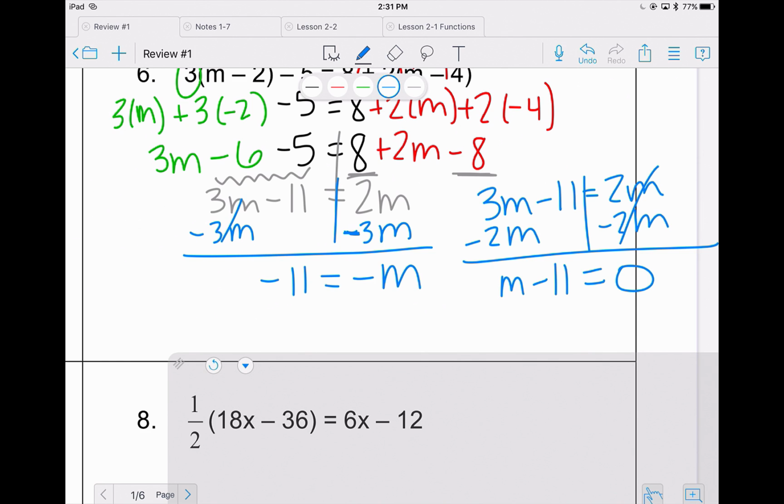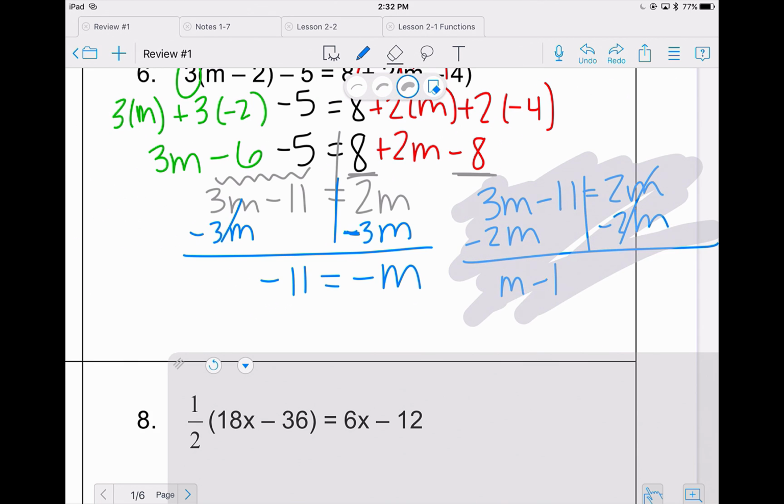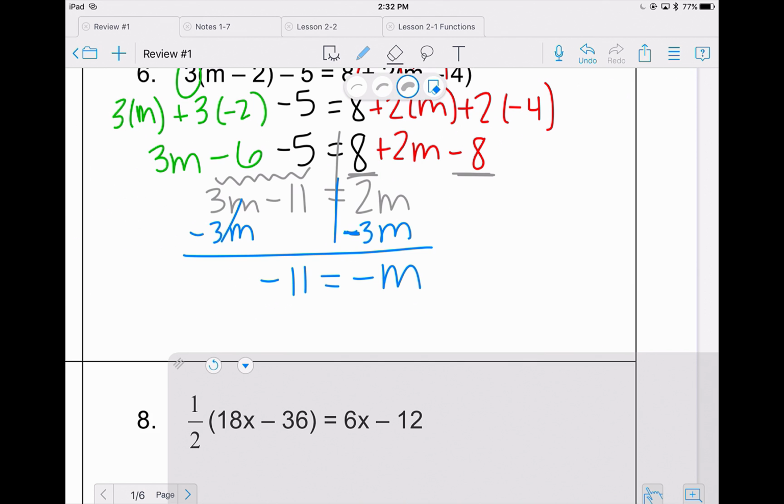So either way, it's going to be a two-step problem from here. If you decide to move the 3m, you have your m's on one side and your numbers on the other. If you decide to move the 2m, make sure you leave this 0, because what's going to happen is people are going to say, oh, m and minus 11. Oh, my answer is m equals negative 11, which is not correct. So make sure you are not doing that. If something cancels, make sure you put equals 0.